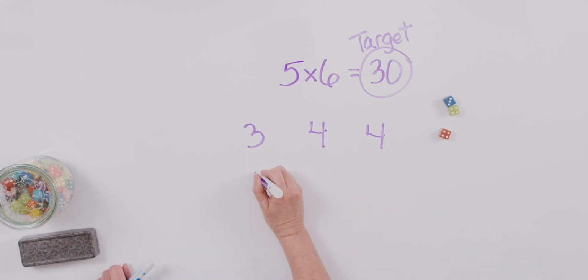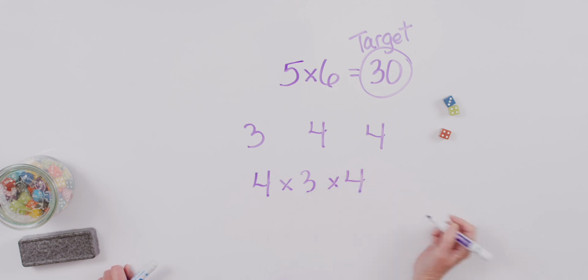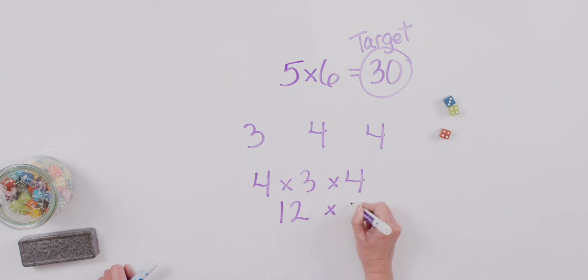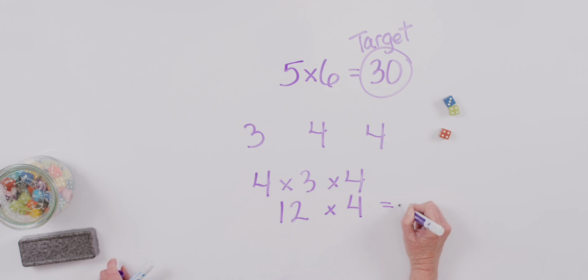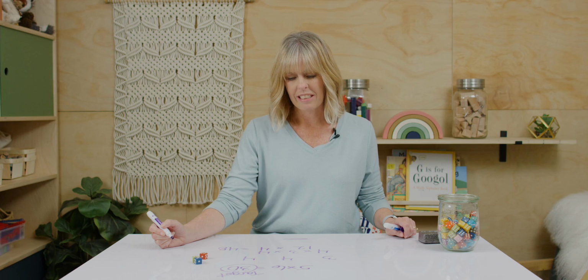I bet you might have an idea. How about if we take our 4, multiply it by 3, and then multiply it by 4? What would that give us? Would that be closer? Let's see, 4 times 3 is 12. Times 4, that's going to give us 48. Can we get closer than that? I bet you have an idea.